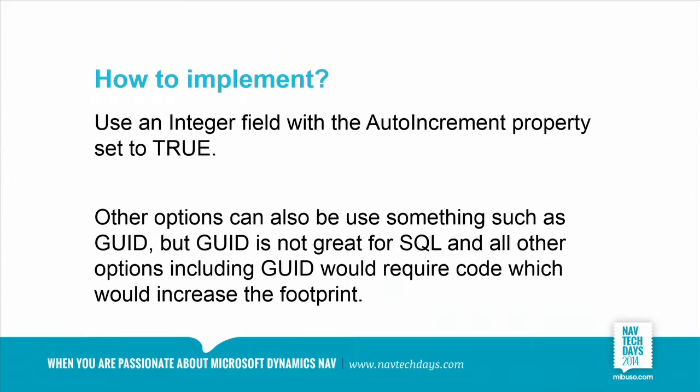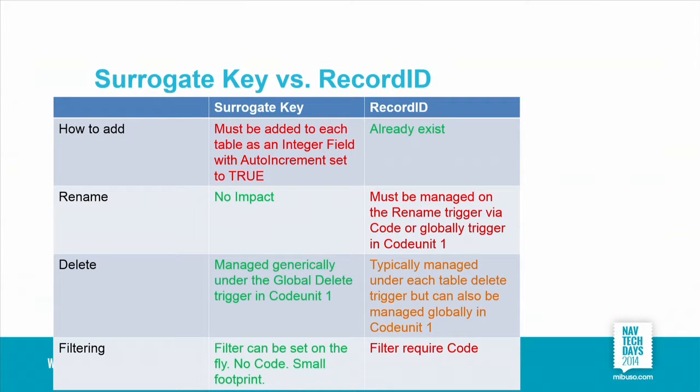And the other thing was that GUIDs or any other way of creating a unique identifier would require me to put code on every table. I didn't want to do that. I want to put my footprint as small as possible. So the auto increment and the integer field seems to be like the obvious solution. Then you can ask yourself, why not use the record ID? We have record ID. It works fine. Well, it has a few issues when you want to try and do something like this.